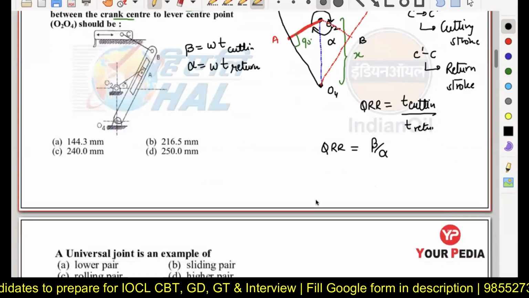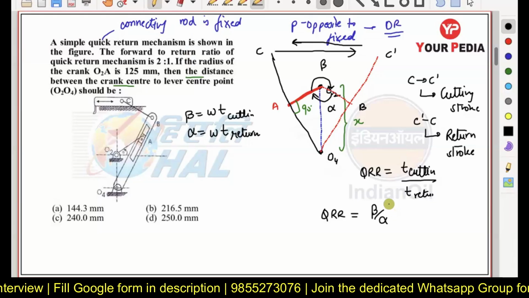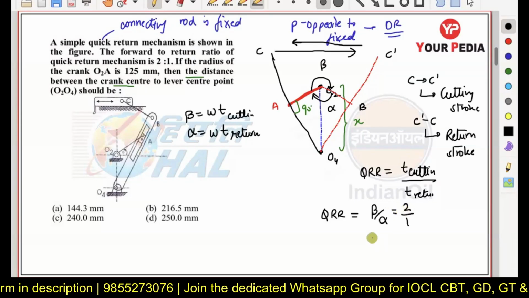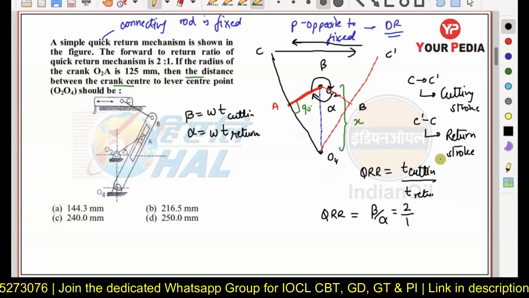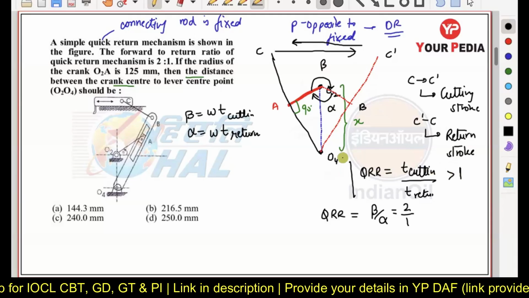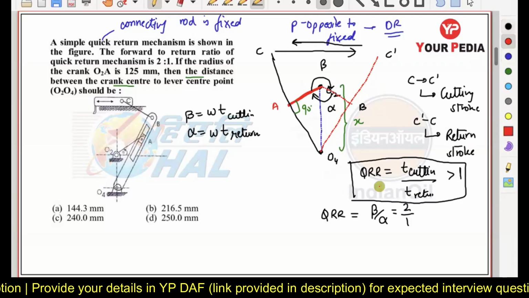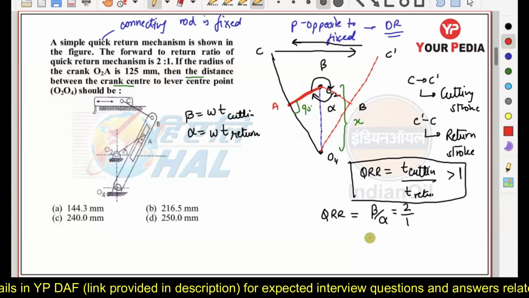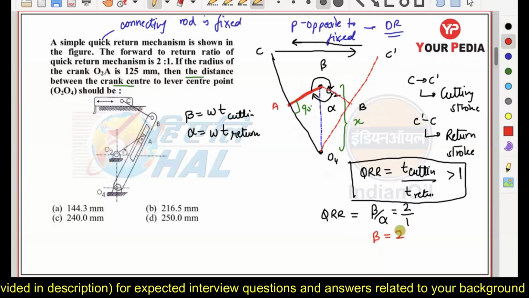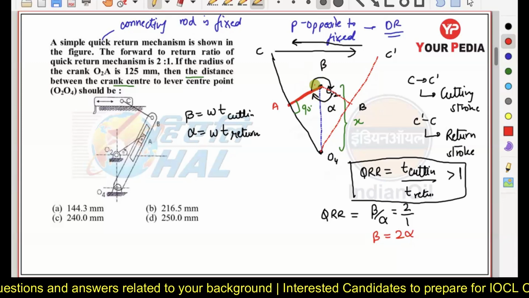Now the next part. What is being given to us? The forward to return ratio is given to us as 2:1. And always remember the cutting time is always greater than the return time, so the quick return ratio is always having a value greater than 1. Remember this condition. So in this case, I can write that beta is equal to twice alpha.